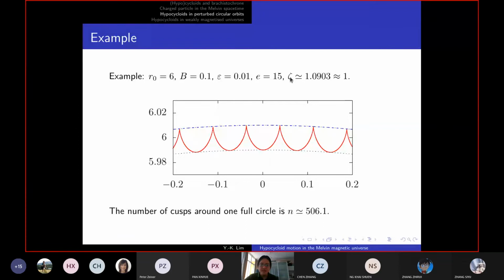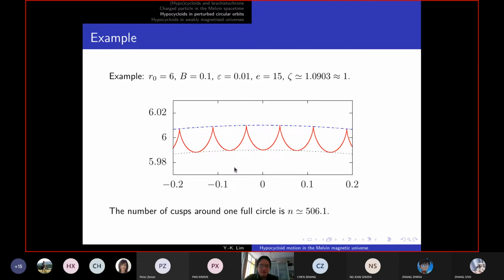For this case, as you can see, if I plug the values into the formula, the zeta here will give you 1.09. It is close to 1, but not exactly. So technically speaking, these are not perfect sharp corners, but it's close enough that on this scale, it looks more or less like a cycloid. Then using the formula from the previous slide, I can put in the values, and you can see that the number of cusps around one full circle is going to be 500. So this is a circle of radius 6. It will give you 500 sharp corners before it comes back to the starting point.